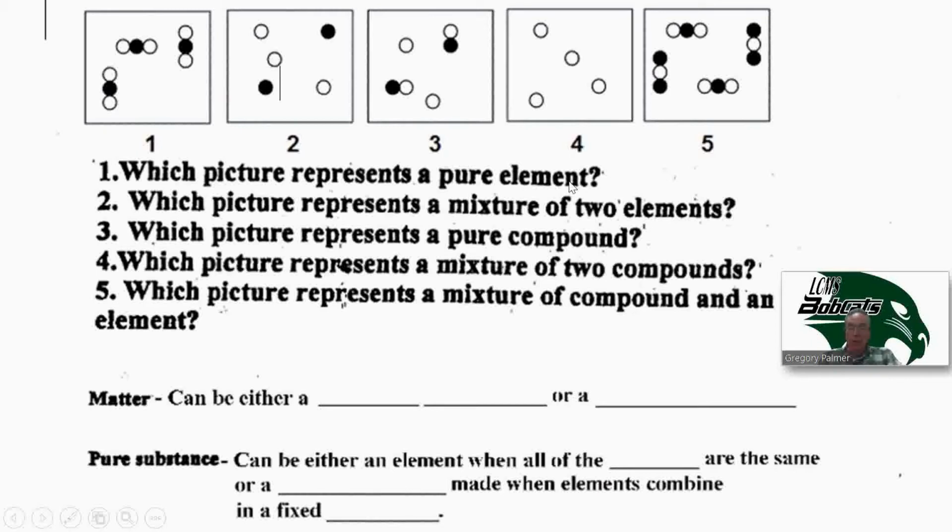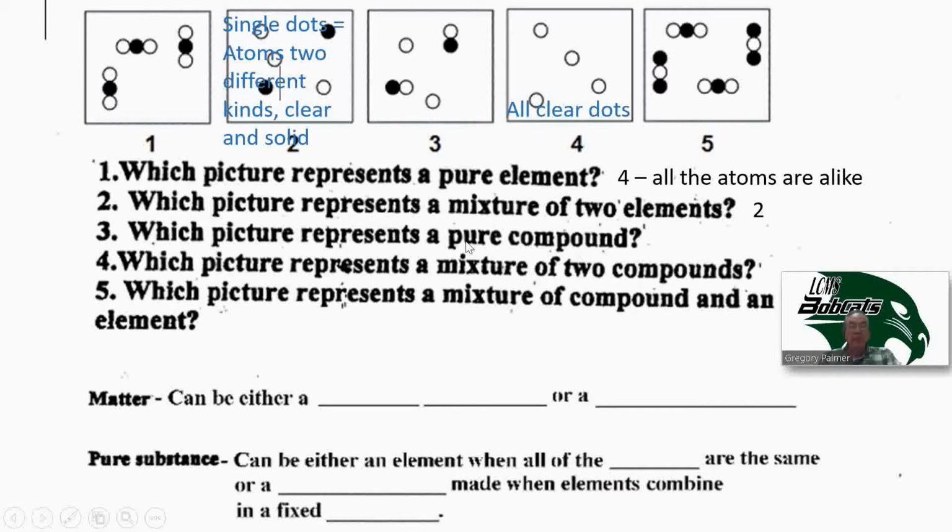On page 12, when we classified elements, we said that all the atoms were the same, and they're not joined together. So picture 4, all the atoms are the same, and they are not joined together. So this would be a pure element. A mixture of two elements, the atoms would still not be bonded together, and it has to be picture number 2. You got the clear atoms, whatever element that is, and the dark ones.